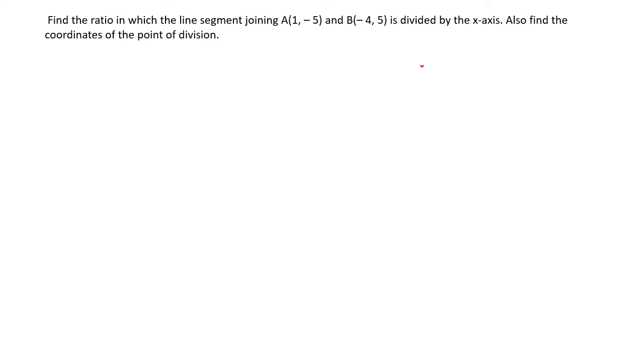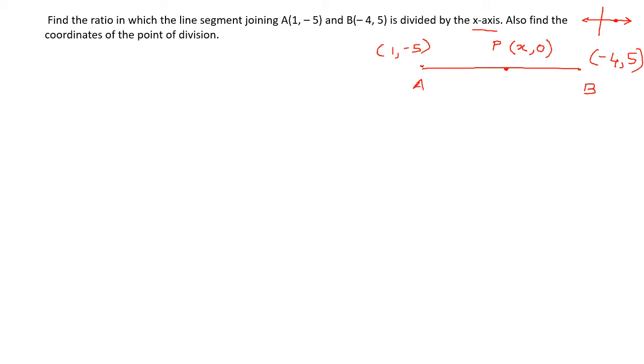There is the point A, given by (1, -5), and there is a line segment joining it with B, given as (-4, 5). And it is said that it is divided by the x-axis. Children, this is the y-axis and this is the x-axis. It is divided by the x-axis, which means a point is on the x-axis. Let us take that point's name as P. It is on the x-axis, so it is (x, 0). That is, the y coordinate is 0 there.